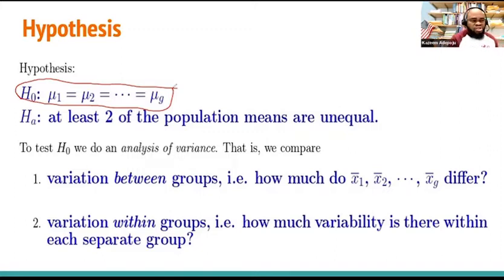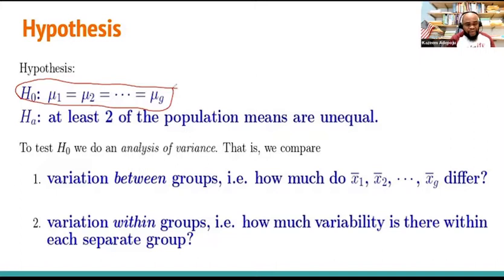When I go into group 1, I find the mean. Group 2, I find the mean. Group 3, I find the mean. Now I want to know how much these means differ. The mean of what? The means from different groups. How do they differ? That's what I mean by variation between groups.